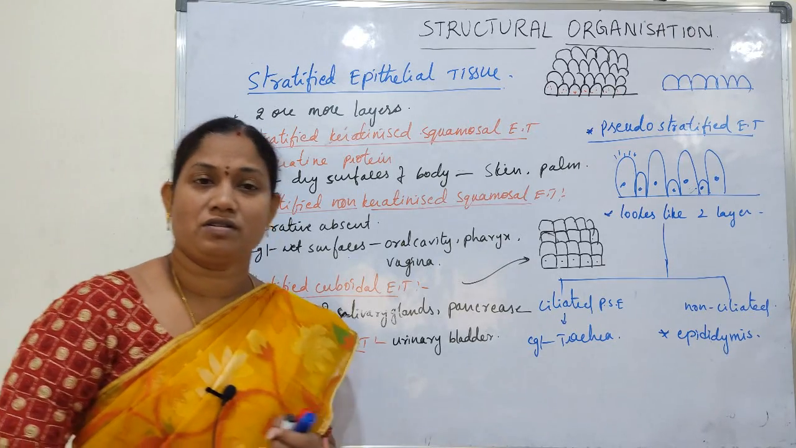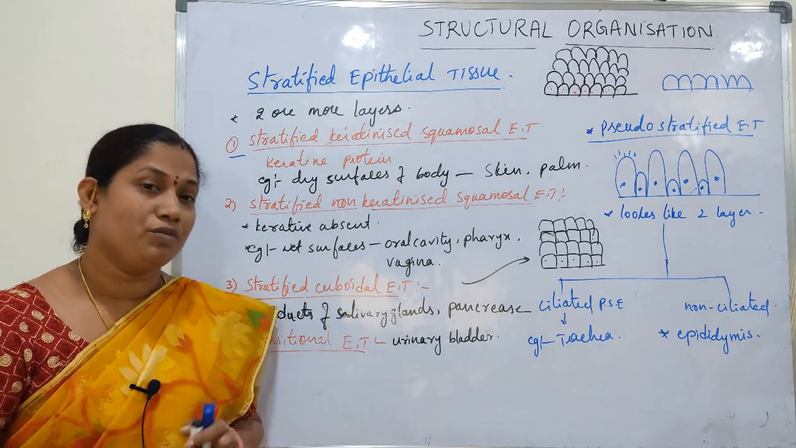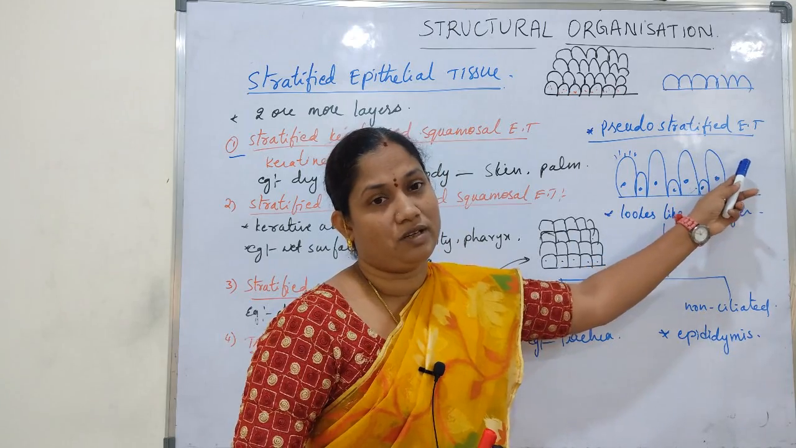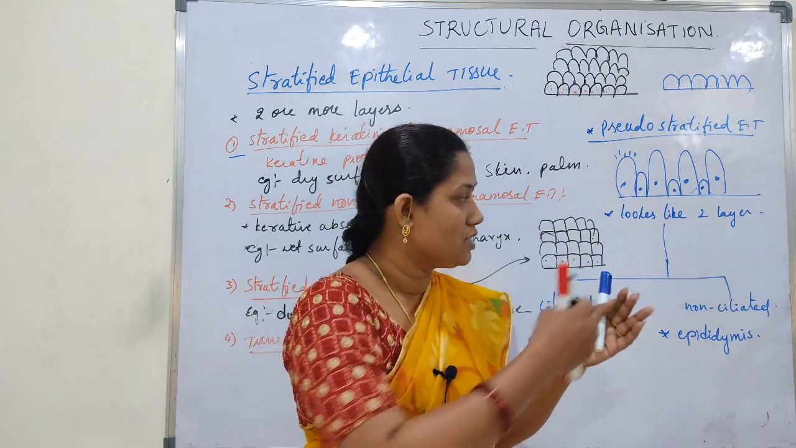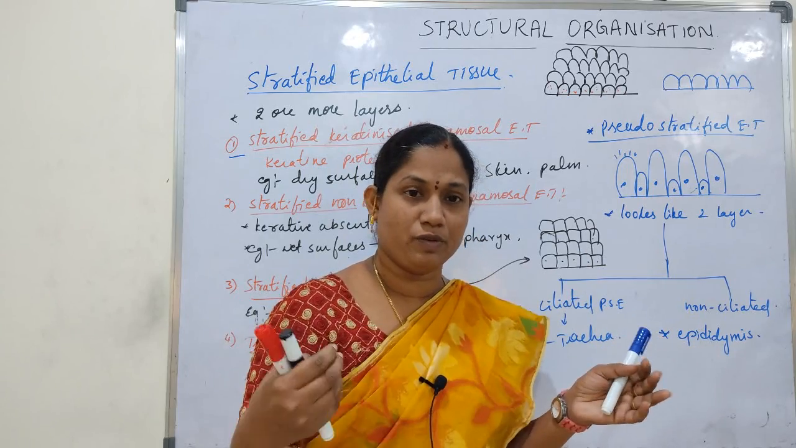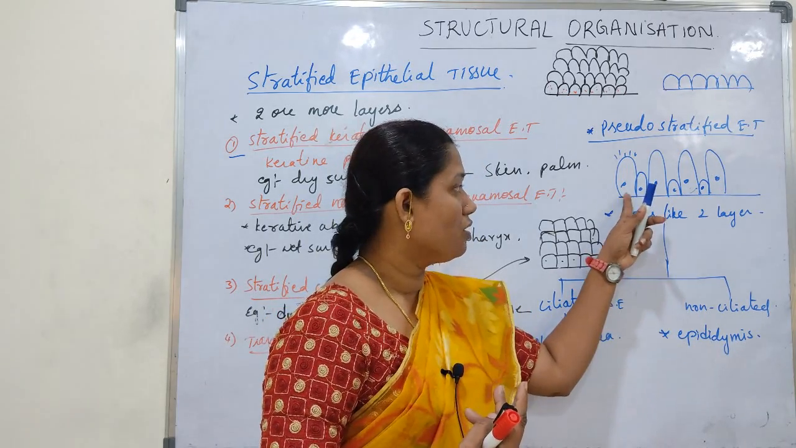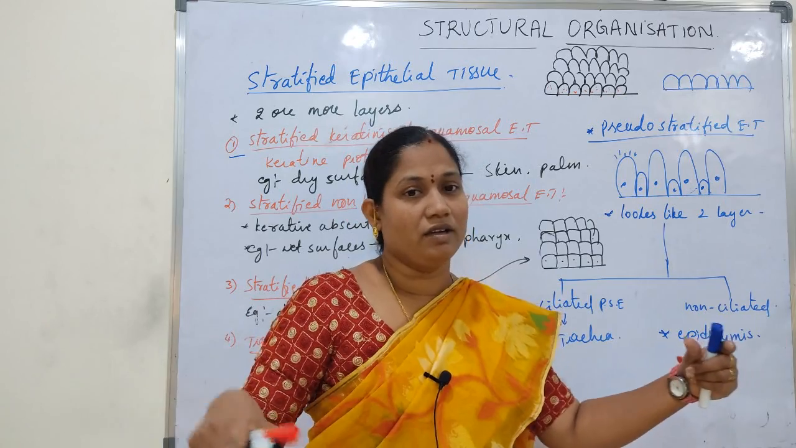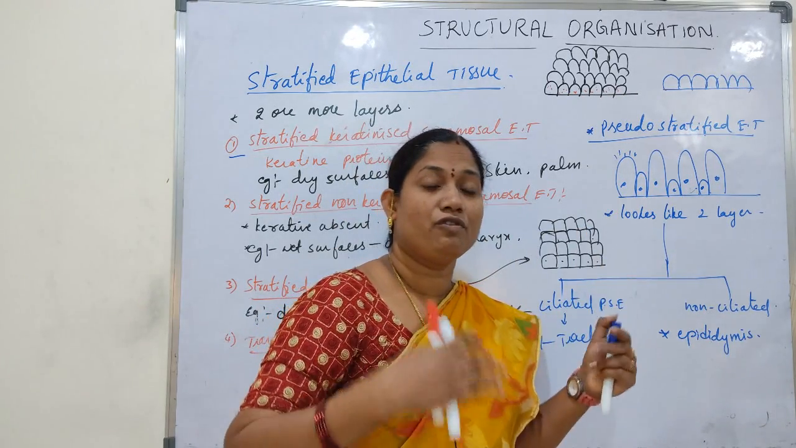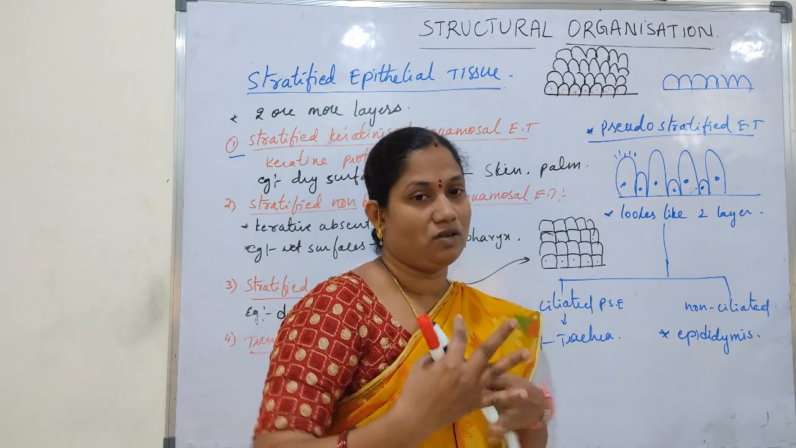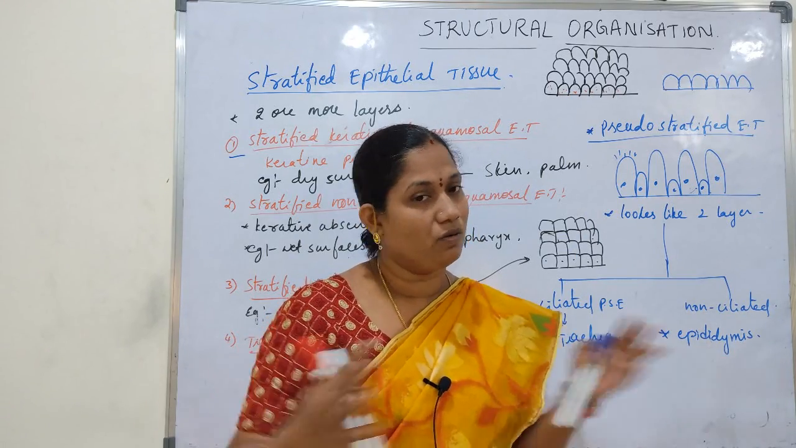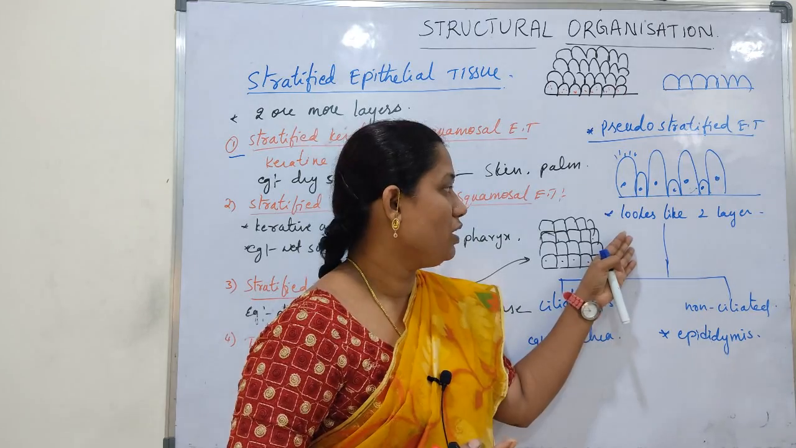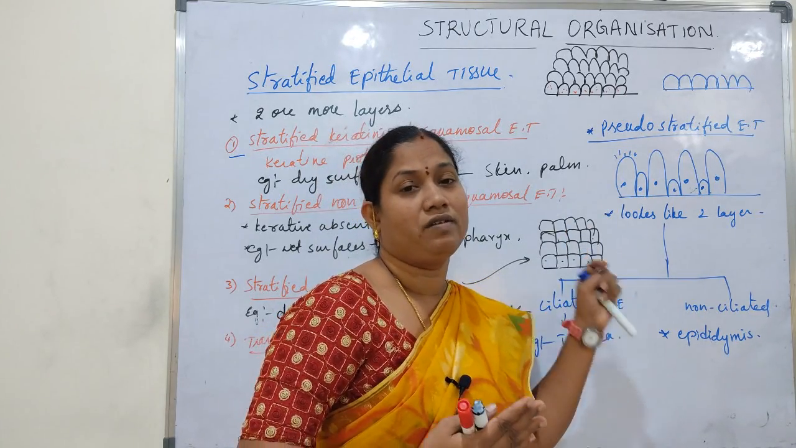Next, in between simple and stratified epithelial tissue, one more tissue is present, called pseudo-stratified epithelial tissue. Here, in a single layer on the basement membrane, two types of cells are present: longer cells and shorter cells. But they are present in a single line. It looks like two layers or a double layer, but actually it is only one single layer. They give the appearance of two layers. That's why it is pseudo-stratified epithelial tissue.